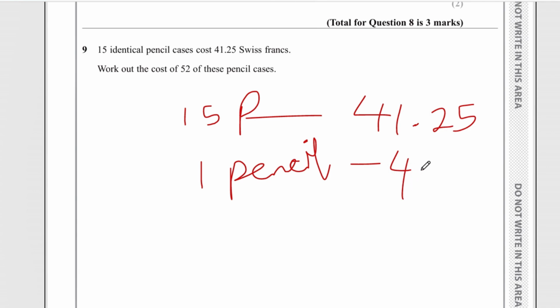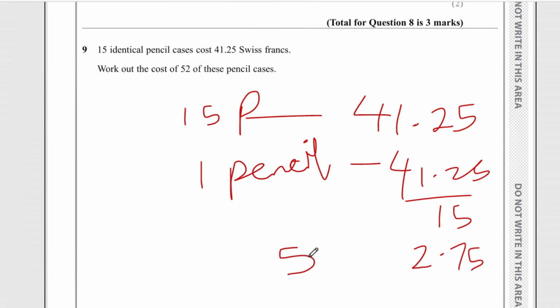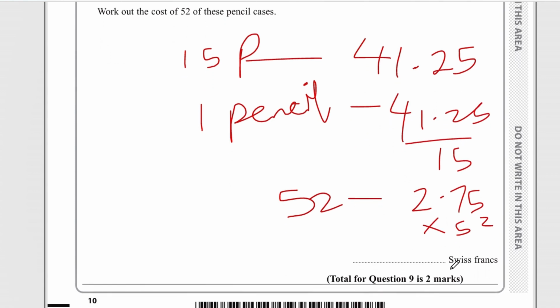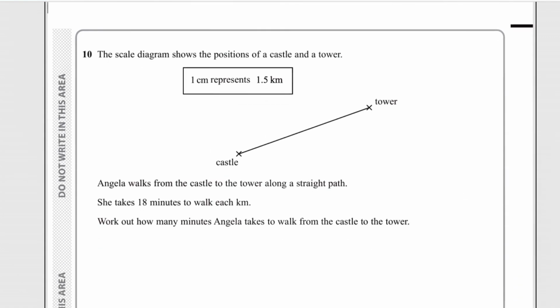So 41.25 divided by 15. And when you do that, that will give you 2.75. So 1 pencil costs 2.75. If you need for 52 pencils, you're just going to multiply 2.75 by 52. Okay? And that will give you 143.00, or simply put 143 as the answer. Okay? Get for 1, then multiply to get for the rest.